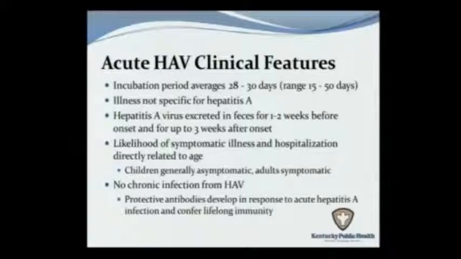So children are generally asymptomatic, but as you get older, adults will become more symptomatic as their age increases. And of course, there's no chronic infection that occurs from HIV, but once a person has HIV, there are protective antibodies that protect them for the rest of their life.